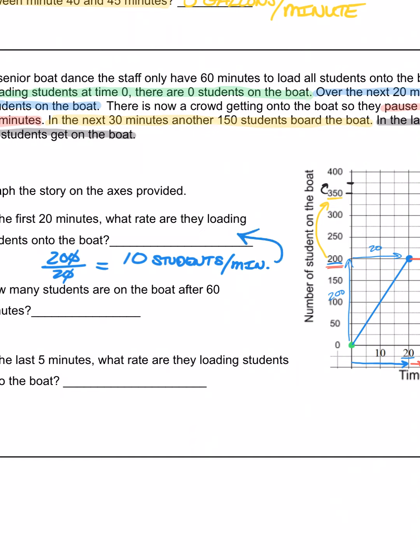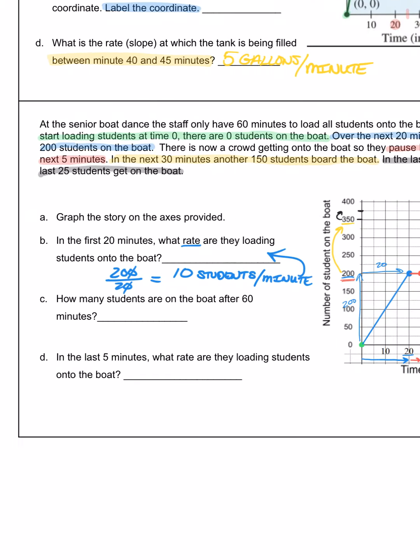Okay, so our answer is going to be 10 students per minute. It is our rate. A rate is a slope, rise over run. 10 students per 1 minute. Question C says, how many students are on the boat after 60 minutes?